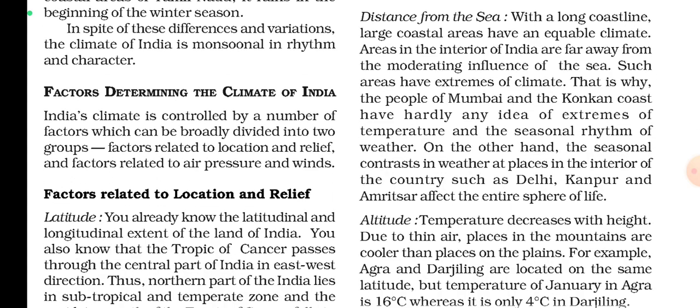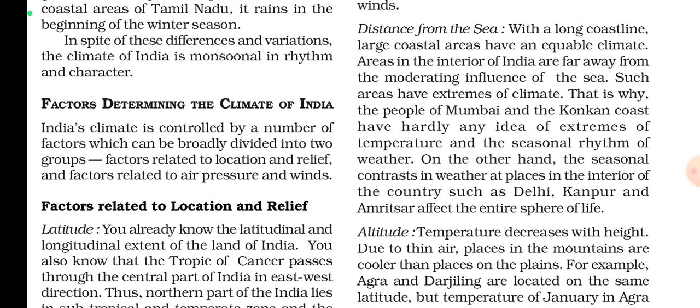Distance from the sea. With a long coastline, large coastal areas have an equable climate. Areas in the interior of India are far away from the moderating influence of the sea. Such areas have extremes of climate. That is why the people of Mumbai and the Konkan coast have hardly any idea of extremes of temperature and the seasonal rhythm of weather. On the other hand, the seasonal contrast in weather at places in the interior of the country such as Delhi, Kanpur and Amritsar affects the entire sphere of life.